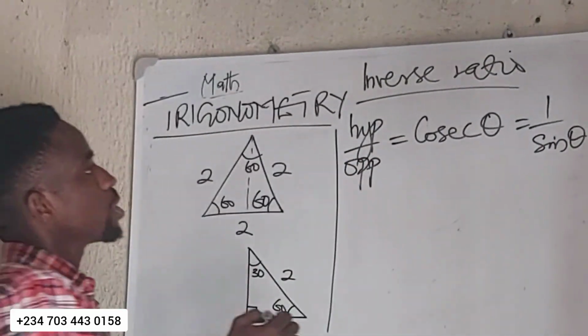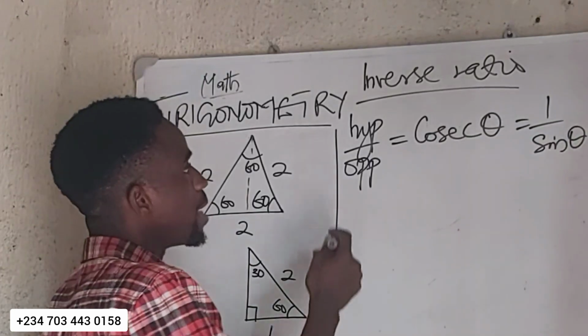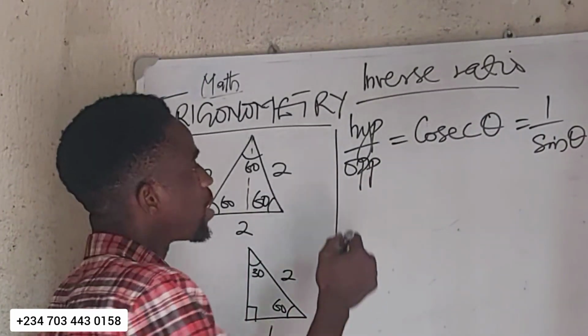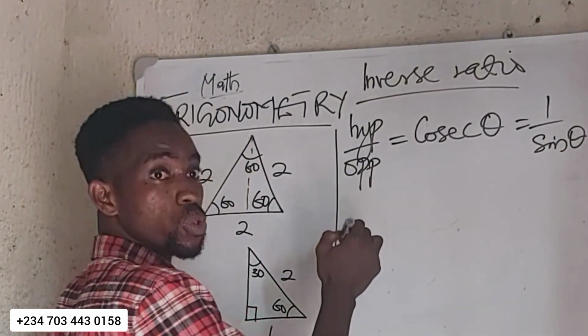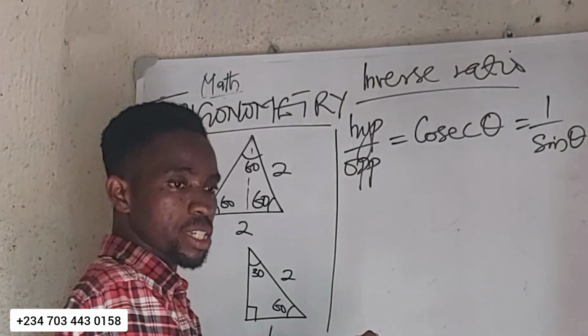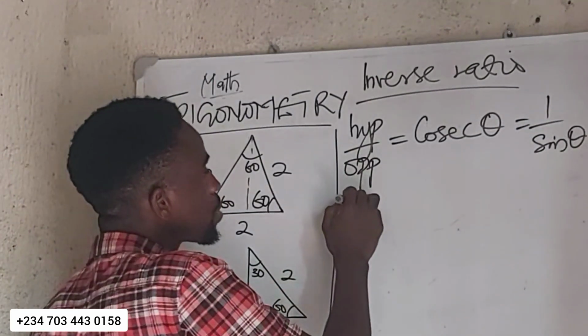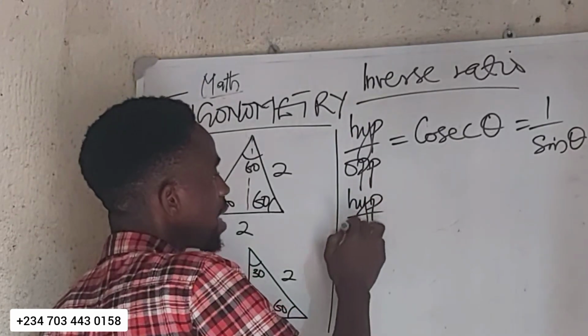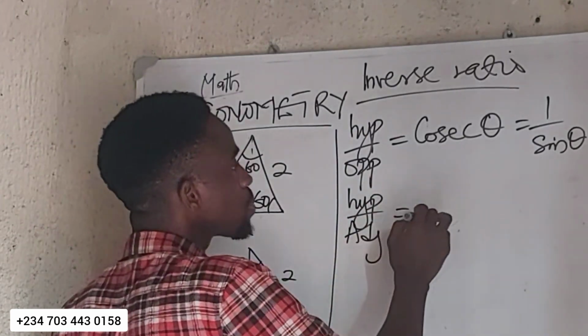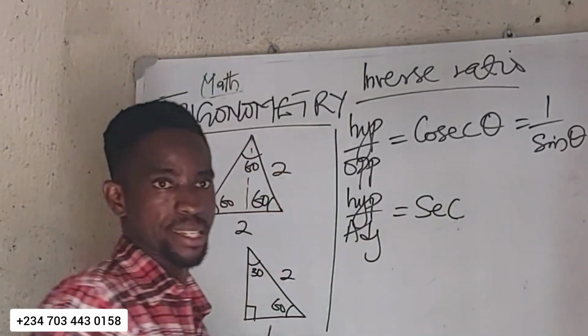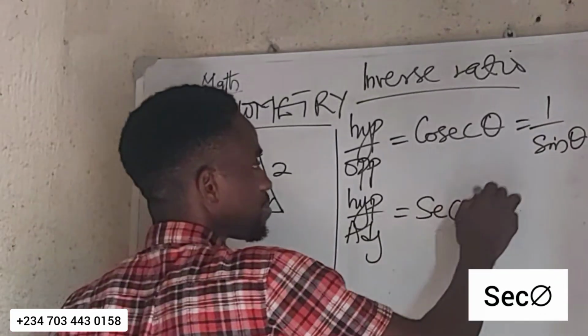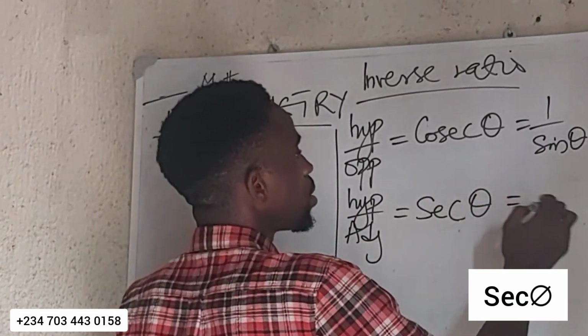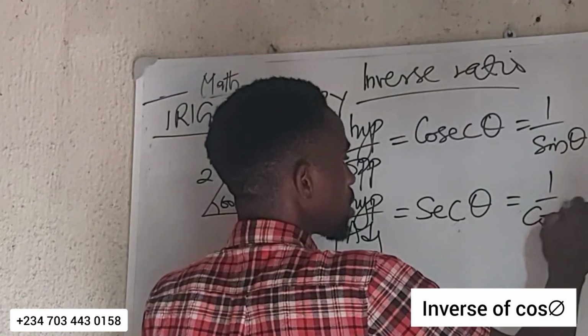Similarly, the inverse of cos theta, which is originally adjacent over hypotenuse: if we now have hypotenuse over adjacent, it becomes the secant. That is sec theta, which is the inverse of cos theta.